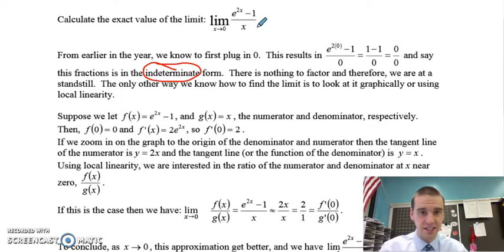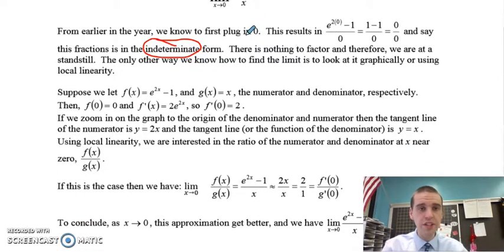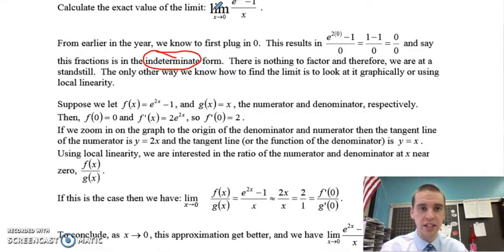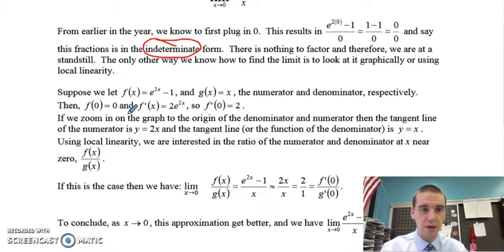And so we're kind of at a standstill. So what we're going to do is look at it in terms of local linearity, or the local linearization that we just did. So suppose we let the numerator 2x equal f of x and the denominator equal g of x. Then, since we're looking at a limit as x approaches 0, we can find the derivative to give us the slope at that specific value, which we say is 2.